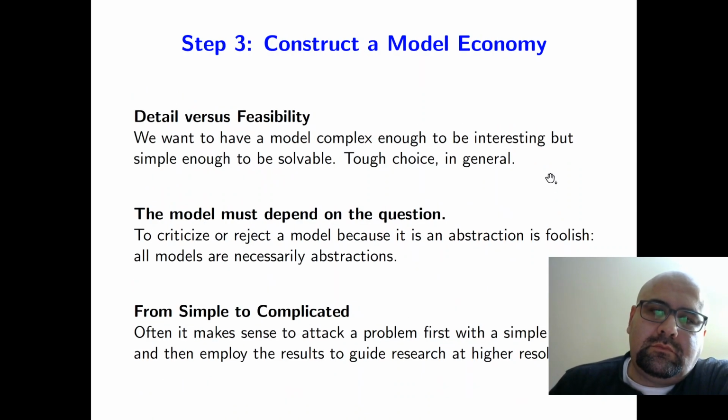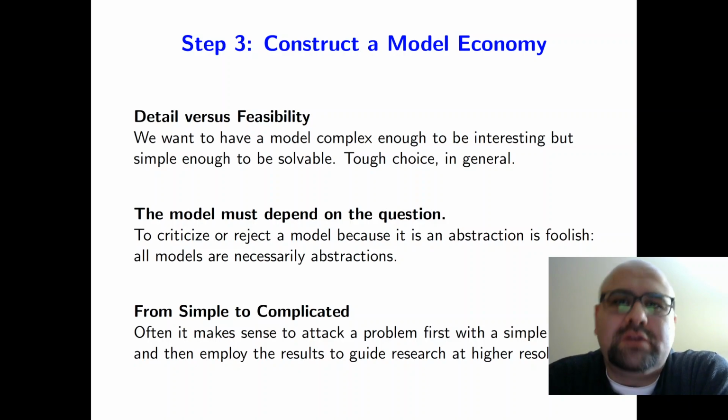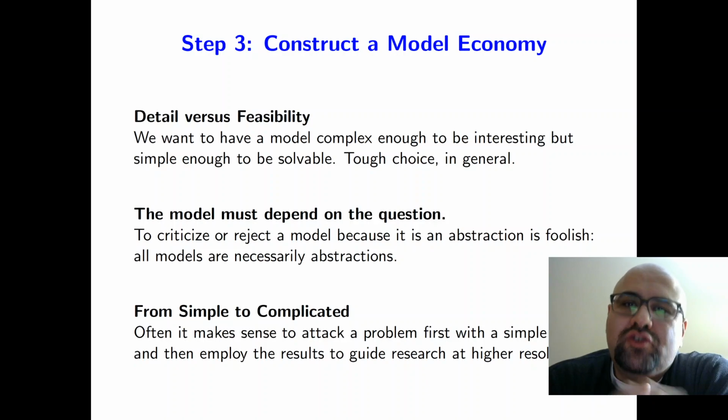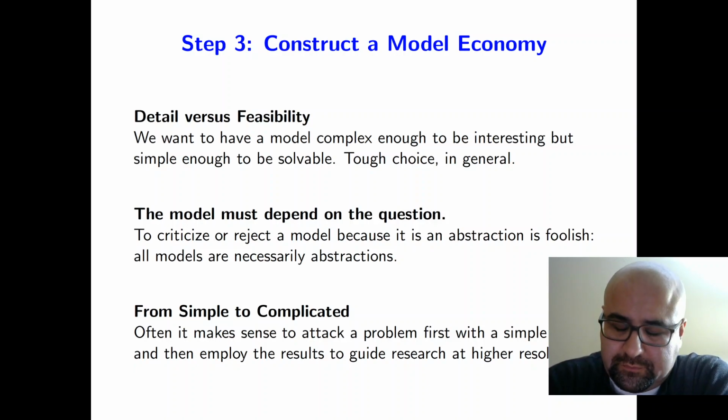Okay, so then the construction. Here the big constraint is the trade-off between detail versus feasibility. We want our models to be detailed enough so that they truly imitate an actual economy, but we also want to be able to solve and compute these models. So there's a trade-off between detail and feasibility. And once again, the model must depend on the question asked.